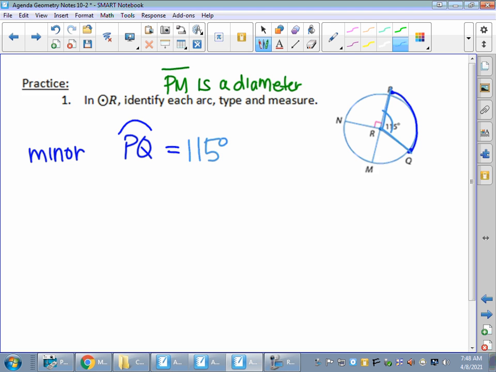What if I asked you about arc NP? Well, first of all, I'm giving it away. It's only two letters, right? From N to P. It is less than 180 degrees, so this one's also a minor arc. So we've got ourselves N to P. If I trace those in, my central angle is here. I'm hoping everybody sees 90 degrees for that one.